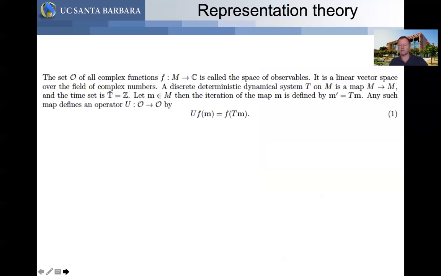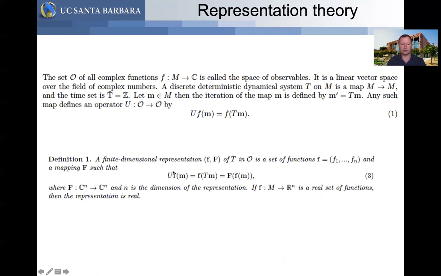So these are the key messages of the operator theory approach. Let's now go to the technical part of representation theory for dynamical systems. I'm going to start with the set of all complex functions on M, and as the space of observables, it's clearly a linear vector space over the field of complex numbers. And if we define a discrete dynamical system on it, and let little m be a point in state space, then the iteration of the map is just m prime, labeled as Tm. But any such map defines this composition operator that I talked about in the intro.